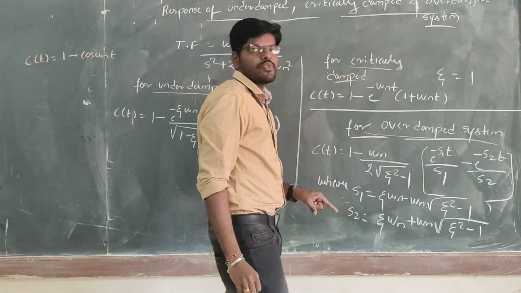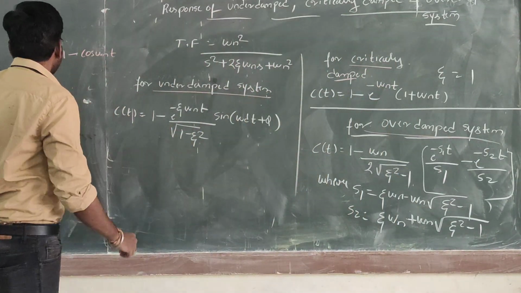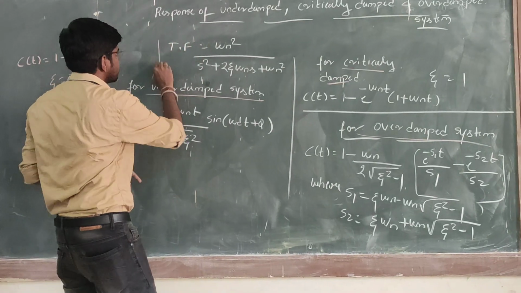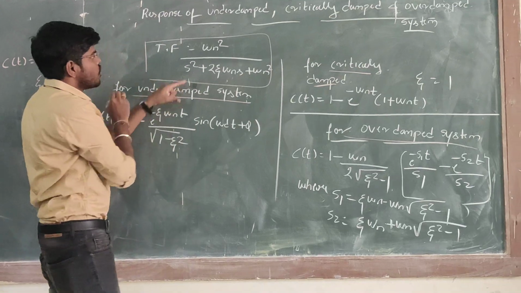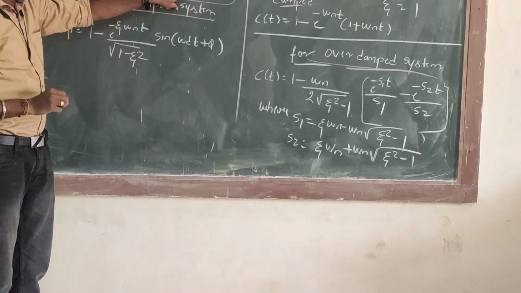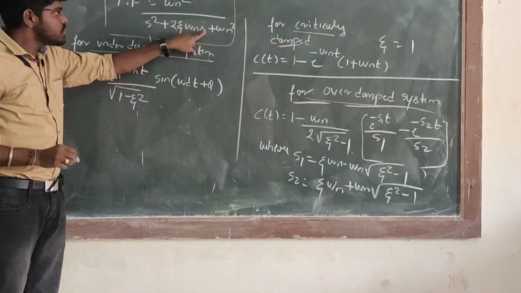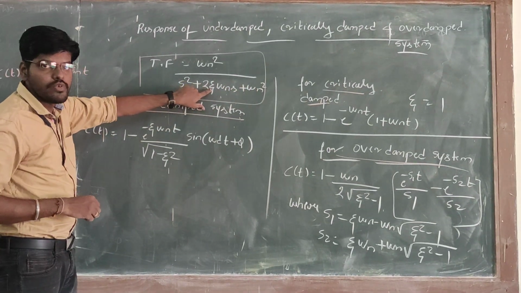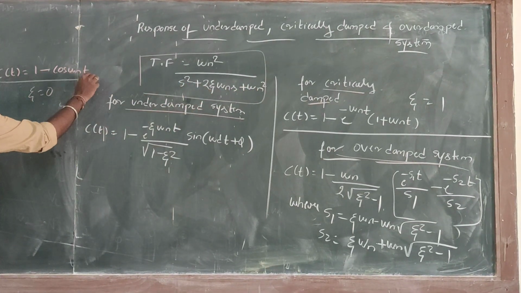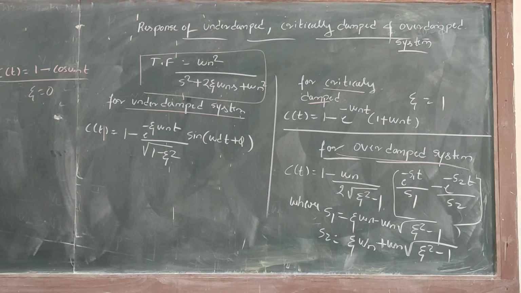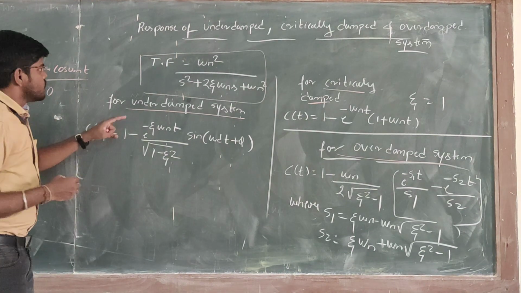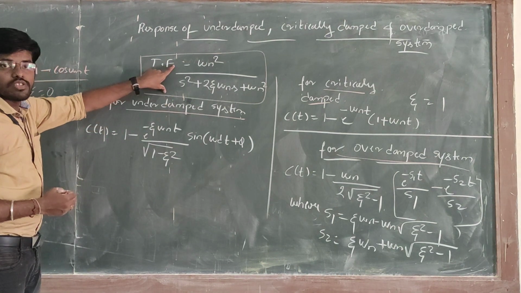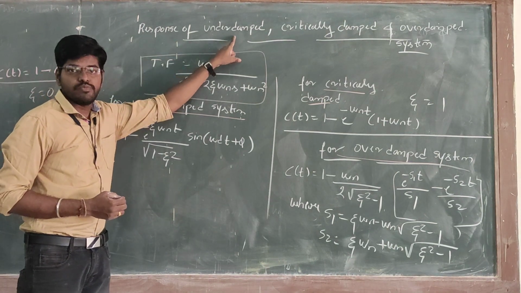For the undamped system we have taken zeta equals 0. We know the basic transfer function of the second order system is omega n square divided by s square plus 2 zeta omega n into s plus omega n square. For the undamped system, we made zeta equals 0, and we got the response as c of t equals 1 minus cos of omega n into t. In a similar way, we can find the response of the second order system for the underdamped system.